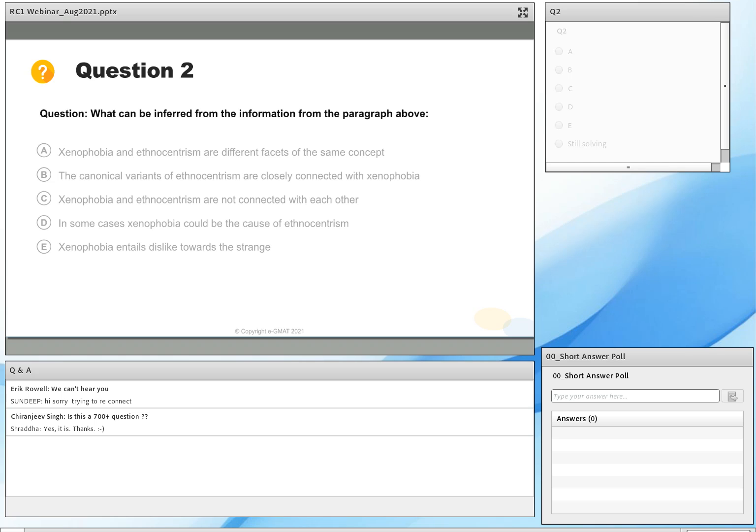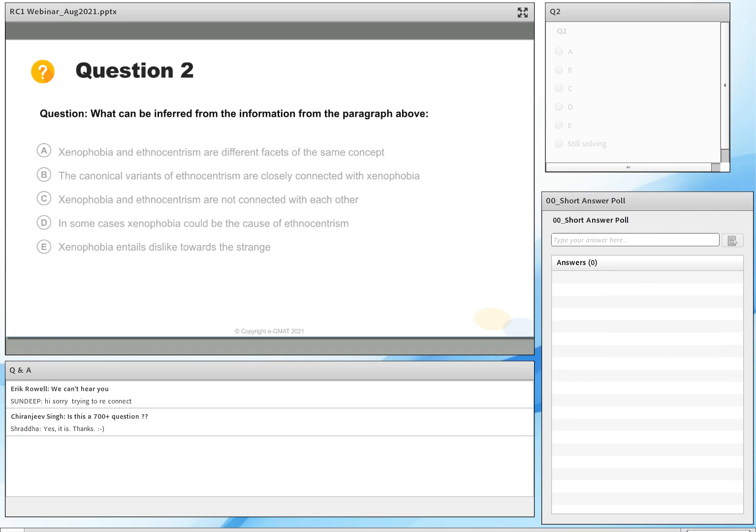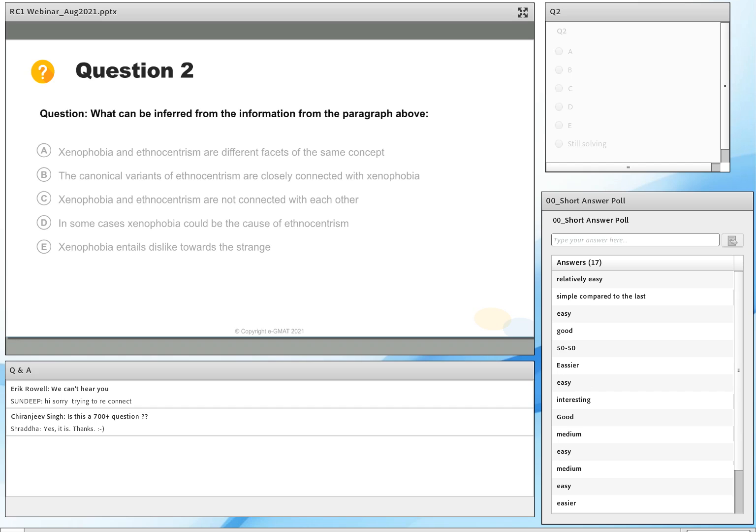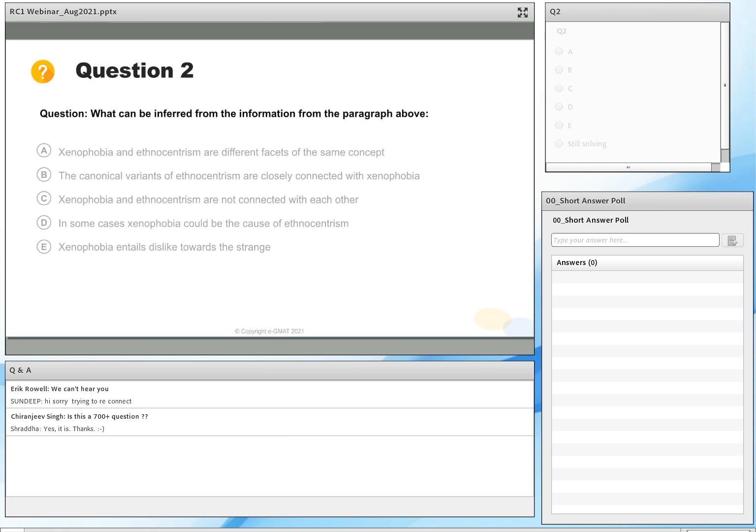On the short answer pod, how did you find this particular passage? And how was it compared to the last passage? Anything you could apply? Easy, medium, good, relatively easy, good, interesting. Simple compared to the last. All right. All right, let me ask another question. How many of you were able to apply some of the things that we saw? You know, going slow, breaking down sentences, focusing on keywords. Good.